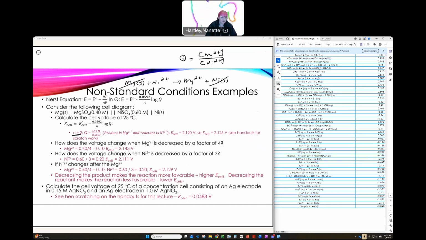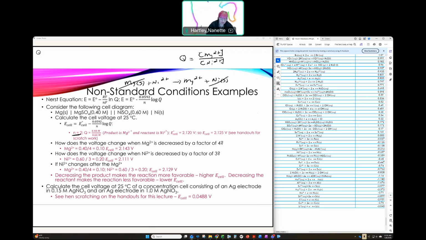If I change the Ni2+ and reduce that concentration, so I take the 0.60 and decrease it by a factor of 3 to give me 0.20, so the initial condition is 0.40 over 0.20. I now have less of this, and I have the same amount of the other that I started with. And so this reaction should shift this way and be less spontaneous, which is why I have a smaller E. Because it doesn't want to go as far forward. I just don't have as much drive to.